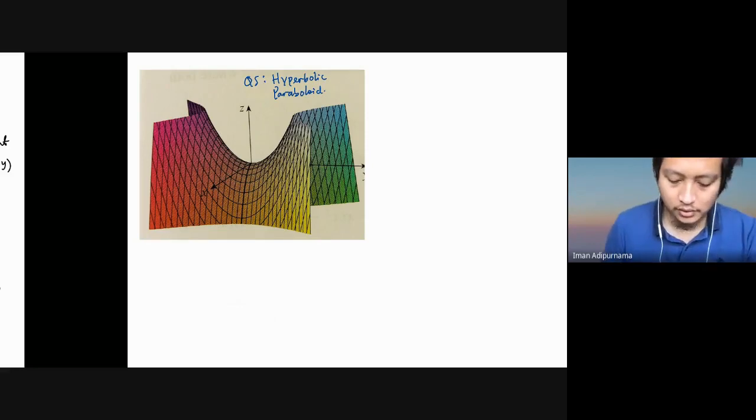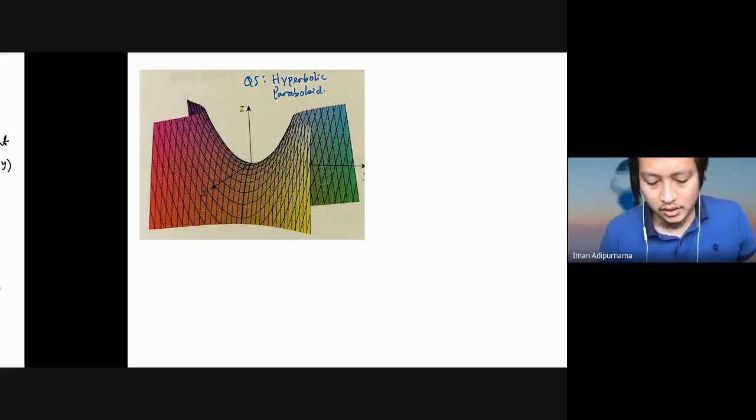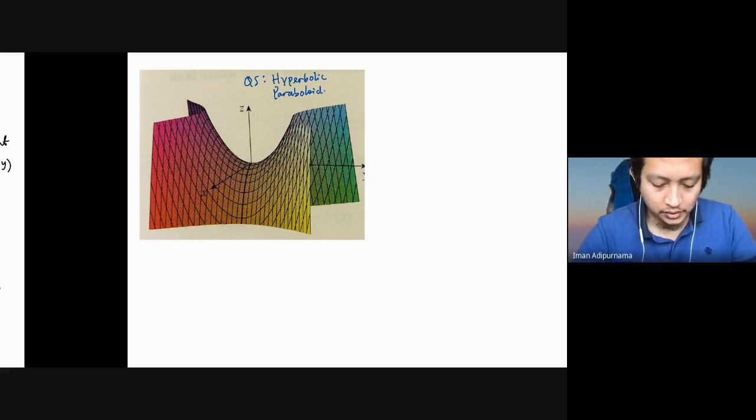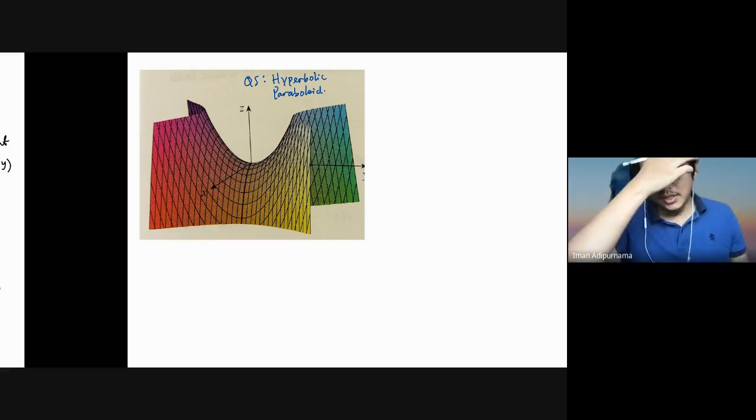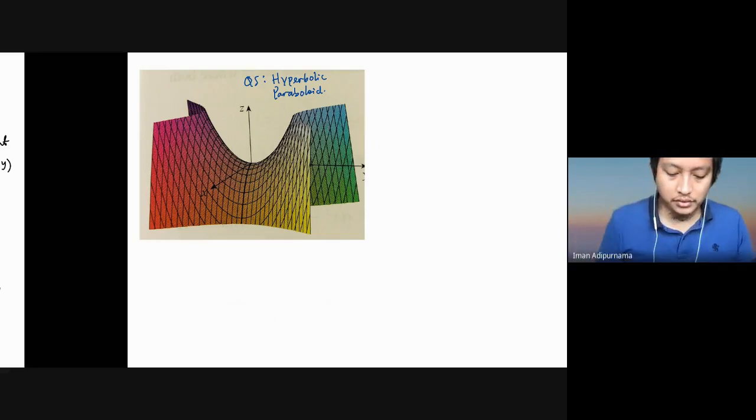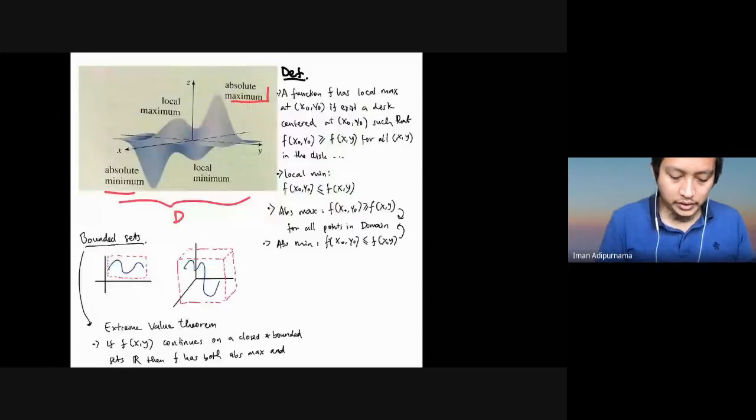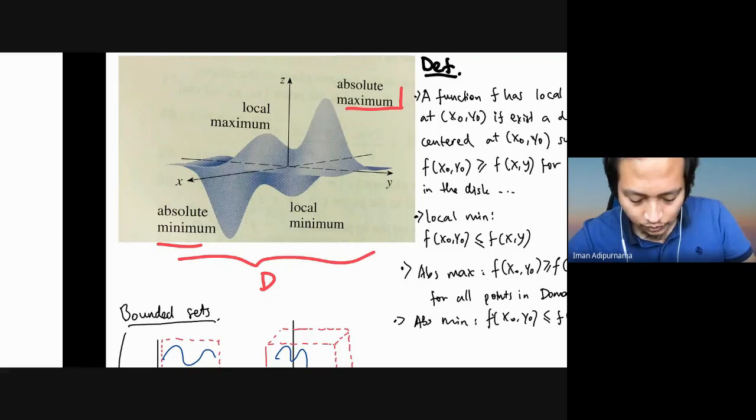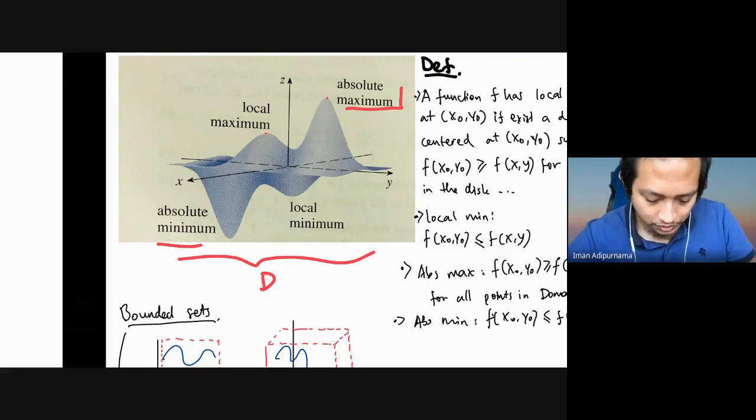Now, if we are taking any points from this picture and we want to know which one is the maximum value and which one is the minimum value, if we take any random points, we can check the value, right? But then, if you see how the surface goes, compare with this, which I think is easier to follow. You have the absolute maximum here, local maximum here, local minimum here, absolute minimum here, right?